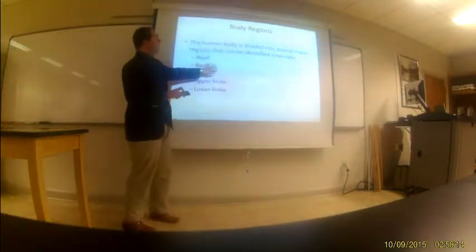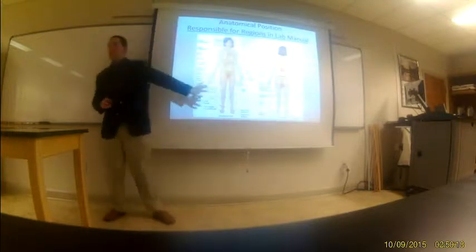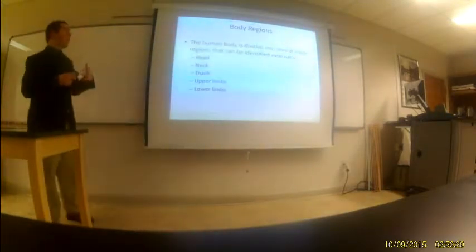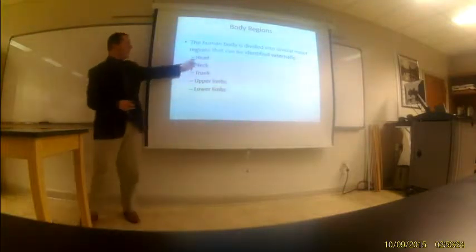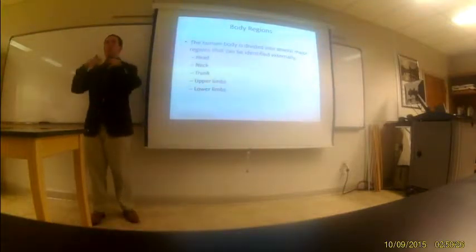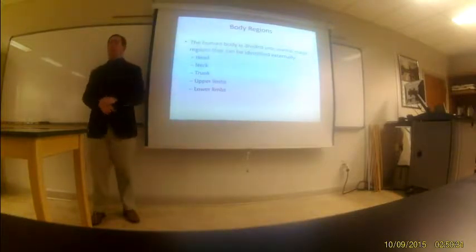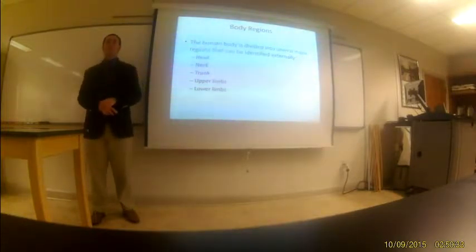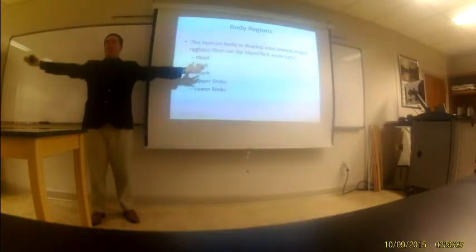So these are small regions, but we'll talk about those. But then there are large regions that they fall into. So there's the head, the neck, the trunk, which is the chest and the abdomen, upper limbs and lower limbs. So those are pretty easy, right? Very clearly head, neck, trunk, arms, legs.